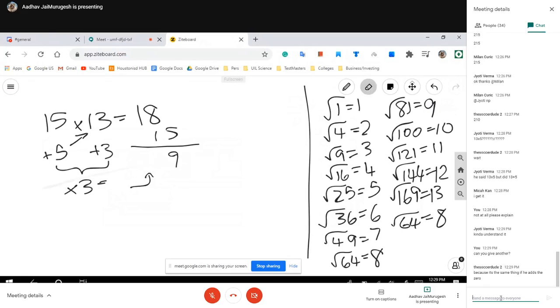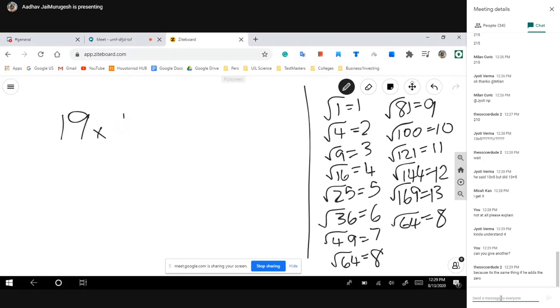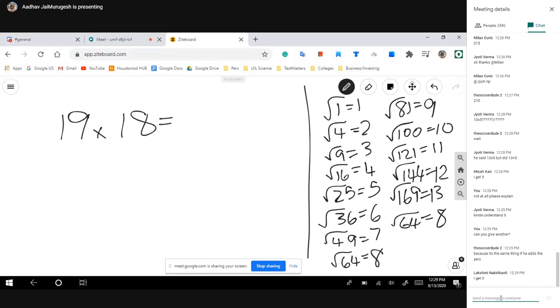I'm gonna go a little bit slower on the next problem because it seems that a lot of people are not understanding this. Our next example is gonna be a little bit harder. It's gonna be multiplying 19 times 18. I'm gonna give you guys a little bit of time to understand this and work it out on your own. Please put your answers in the chat.